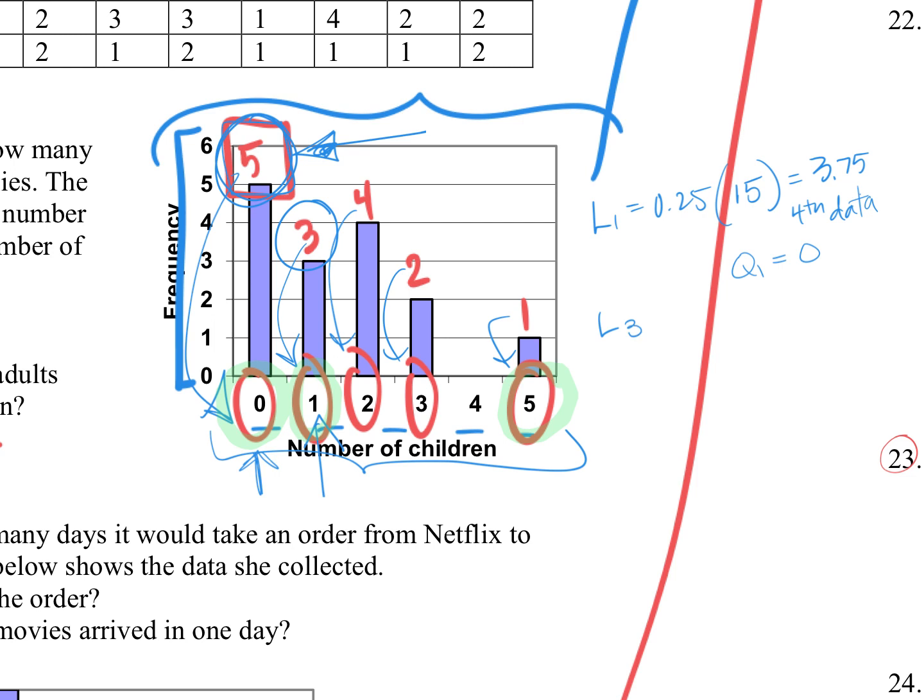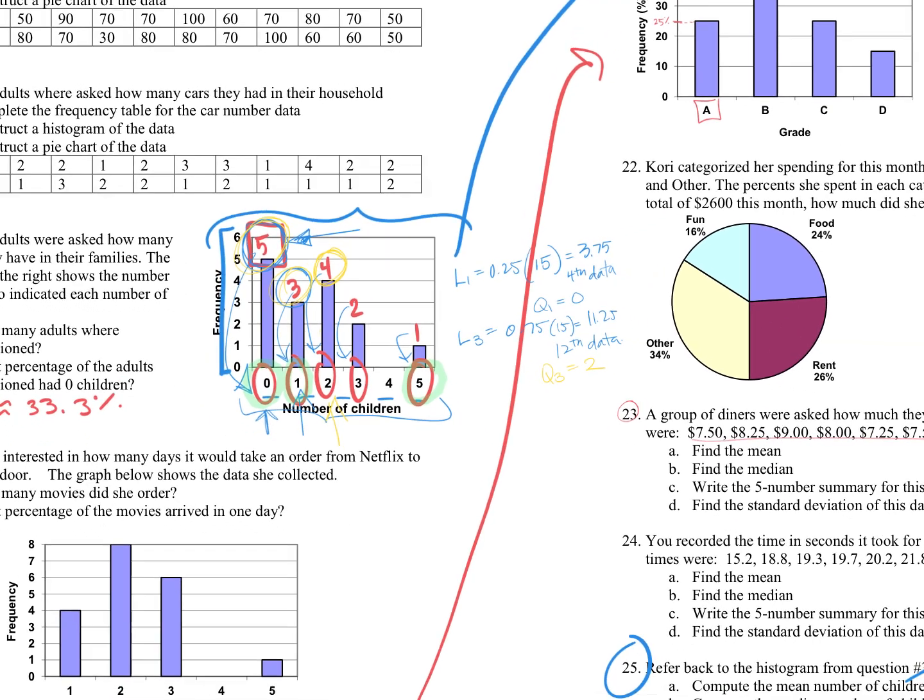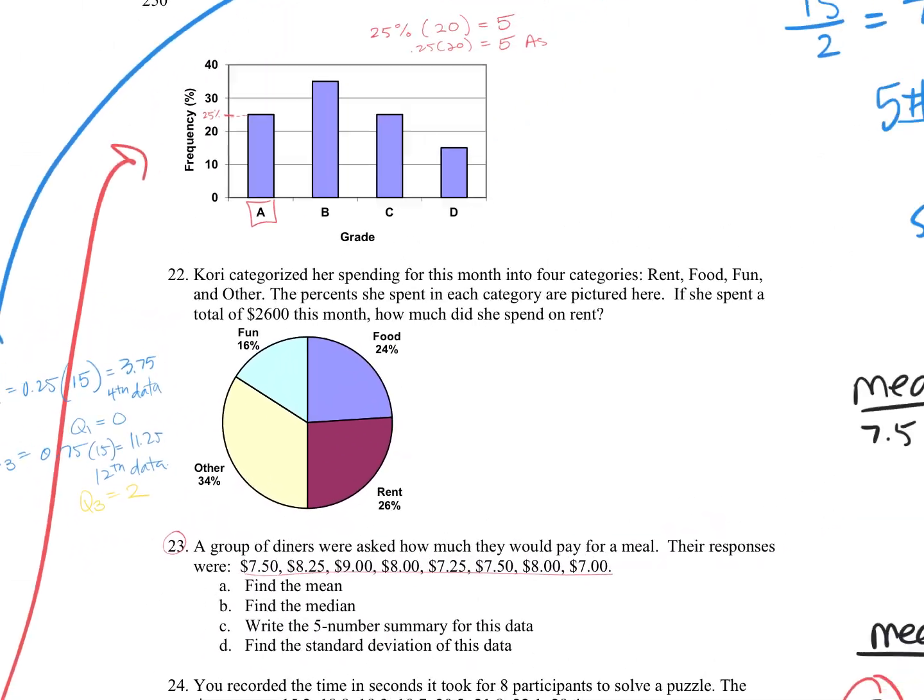To find our locator 3, which is to find our 3rd quartile, it's 0.75 of that 15, which puts us at 11.25. So we want the 12th piece of data. So the 12th piece of data, right, we have 5 here, 3, that's 8, 9, 10, 11. Our 12th piece of data falls in that column. And so that would be where we have 2 kids. So Q3 would end up being 2. So that's a nice, easy way to do it, I guess, looking from the graph.